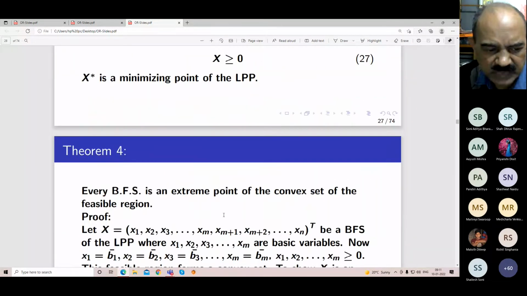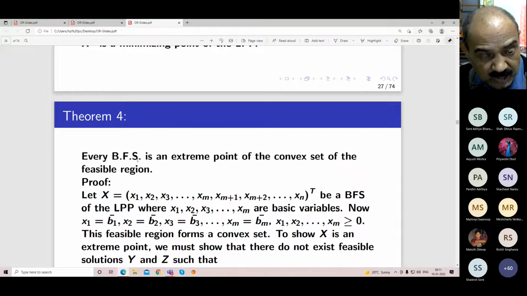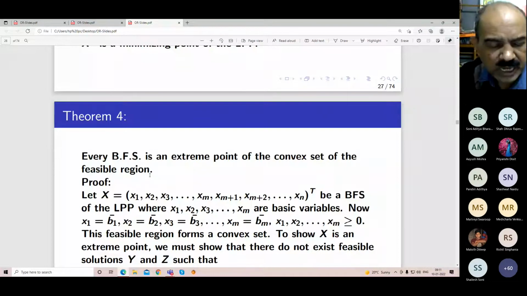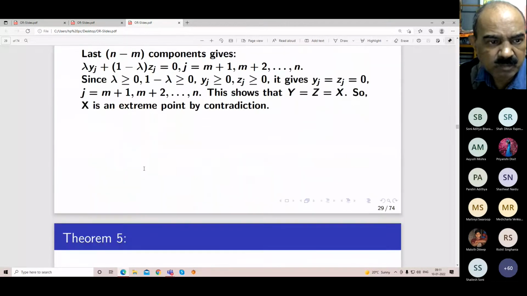Theorem 4 is very crucial. We will like to discuss it also later. Every basic feasible solution is an extreme point of the convex set of the feasible region. We are looking for the basic feasible solution, which is nothing but an extreme point of the convex set of the feasible region. That is theorem 4.